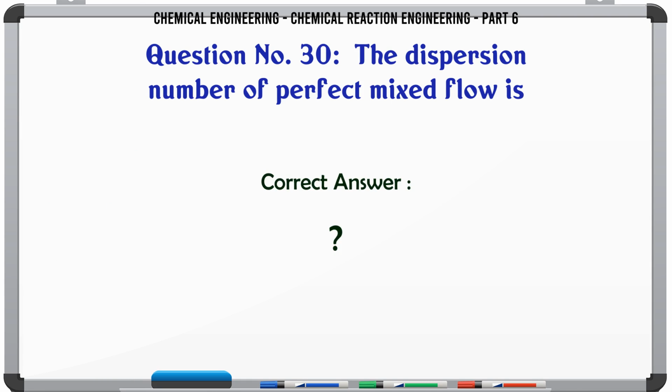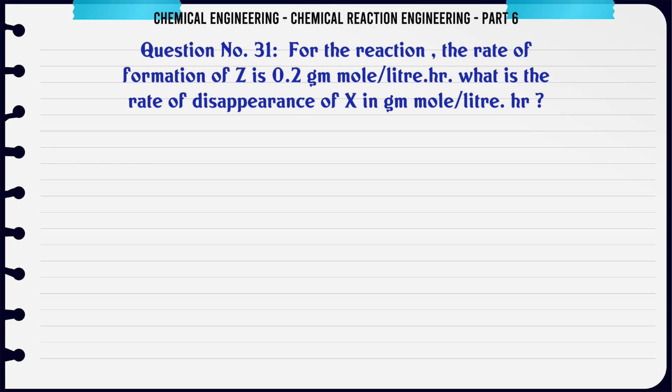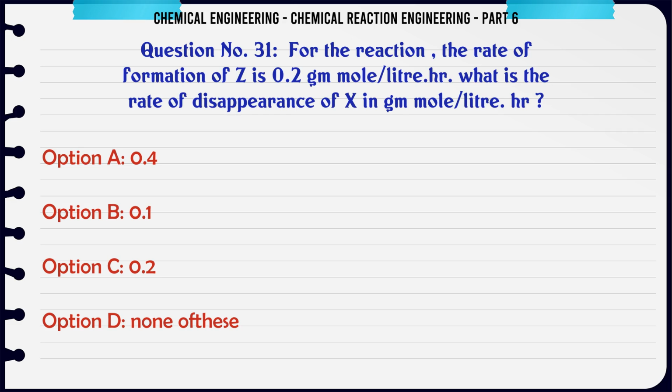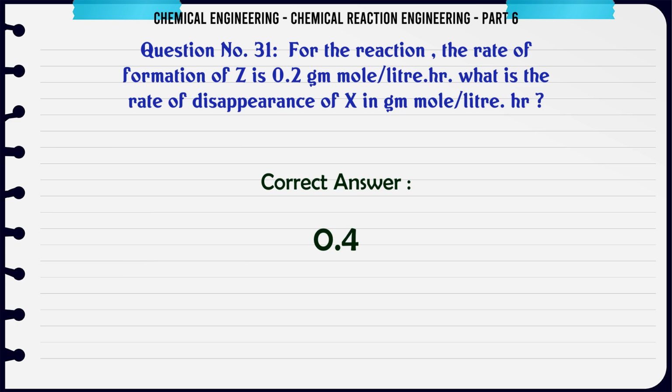For the reaction, the rate of formation of Z is 0.2 gram mole per litre per hour. What is the rate of disappearance of X in gram mole per litre per hour? A. 0.4, B. 0.1, C. 0.2, D. None of these. The correct answer is 0.4.